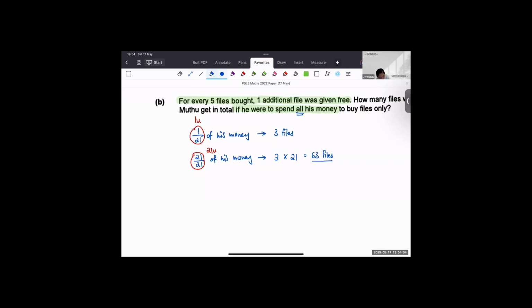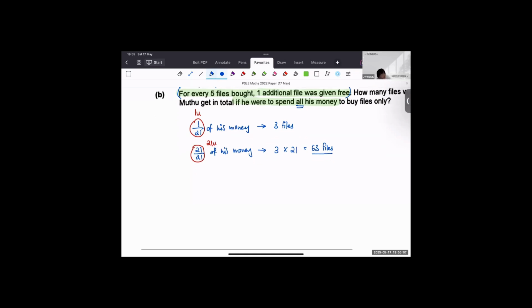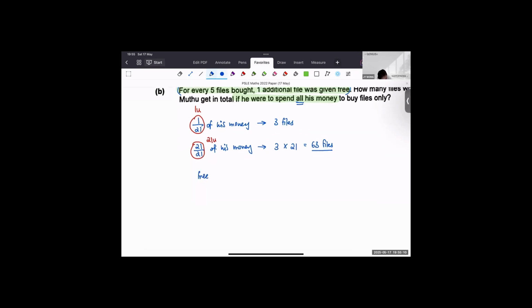So you notice that for every 5 files bought, 1 was free. So 5 plus 1 free. This is our groups or sets method. So we need to find the groups. How many groups are there? How many will be free? The number of free files equals 63 divided by 5, since every time you buy 5, you get 1 free. That will give you 12 remainder 3. That means 12 will be free because you divide by groups of 5, there will be 12 groups of 5. So 12 files will be free.